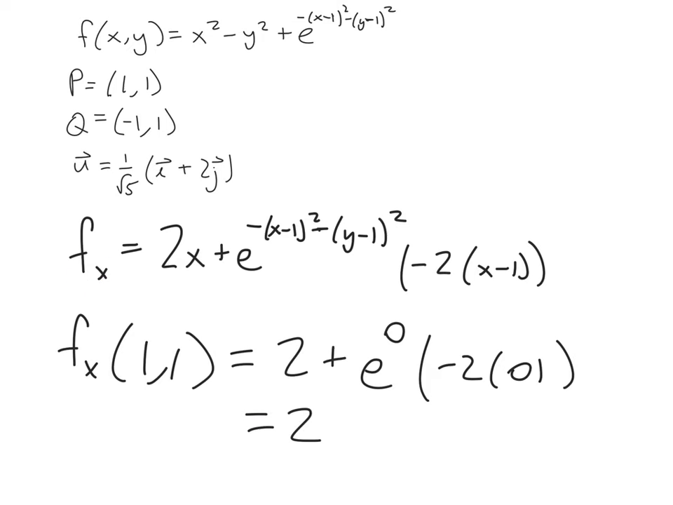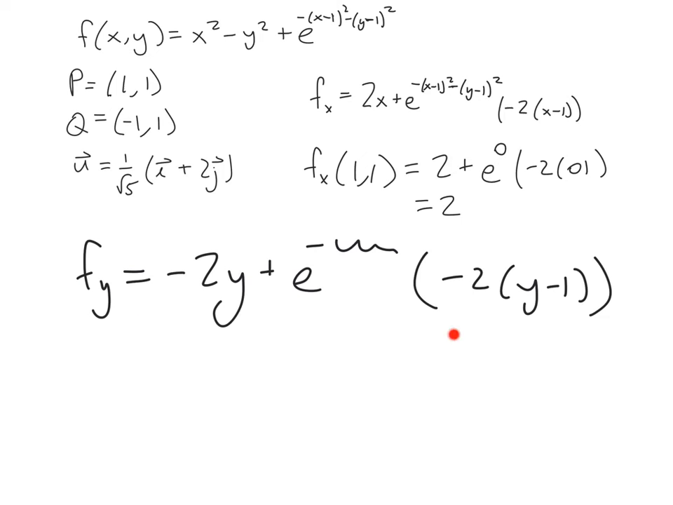Taking the partial of f with respect to x, x squared gives us a 2x, negative y squared becomes a 0, and e to the negative stuff up here requires us to use a chain rule. So we still have e to the negative stuff, and then we need to take the derivative of the stuff, and we get this expression. And then if I plug in point P, I plug in a 1 for x and a 1 for y. This term is becoming a 0 up here. x minus 1 is a 0, that's right here, and we get a 2 here, and so we just end up with 2 for this partial.